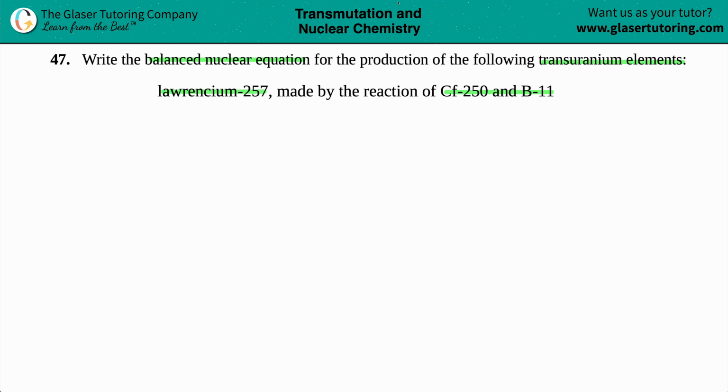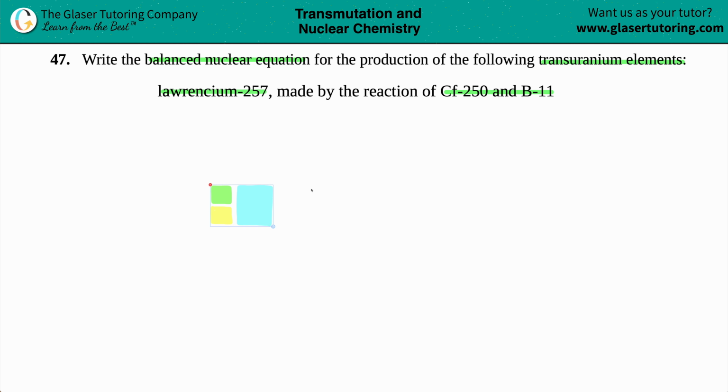Now, when we're dealing with nuclear equations, we have to write them in nuclide notation, which means that we need to know three things for every particle or element: the element symbol, the mass number, and the atomic number. I like to write them in these cute little boxes like this, right?